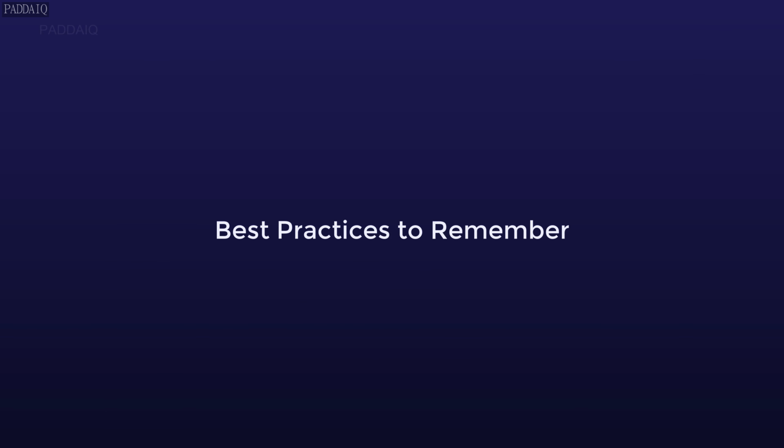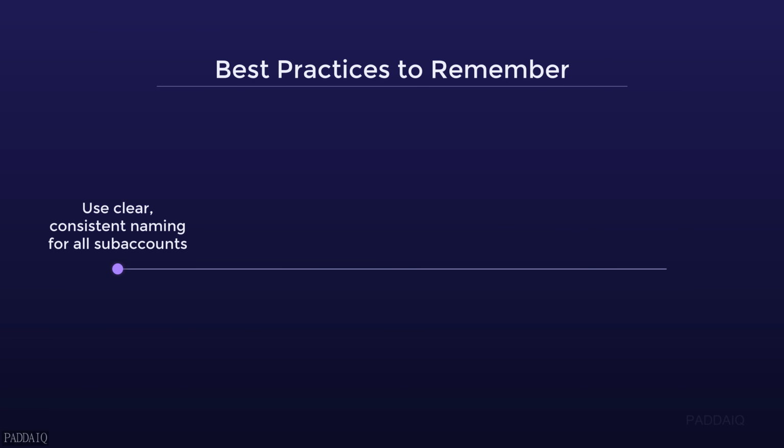Adopt these best practices for optimal results. Use clear, consistent naming for all subaccounts. This means every subaccount name should follow a predictable pattern, making them easy to identify and manage. For instance, name one Produce Customer Portal for a production system in Europe. This simple habit prevents confusion and saves significant time during operations and troubleshooting.